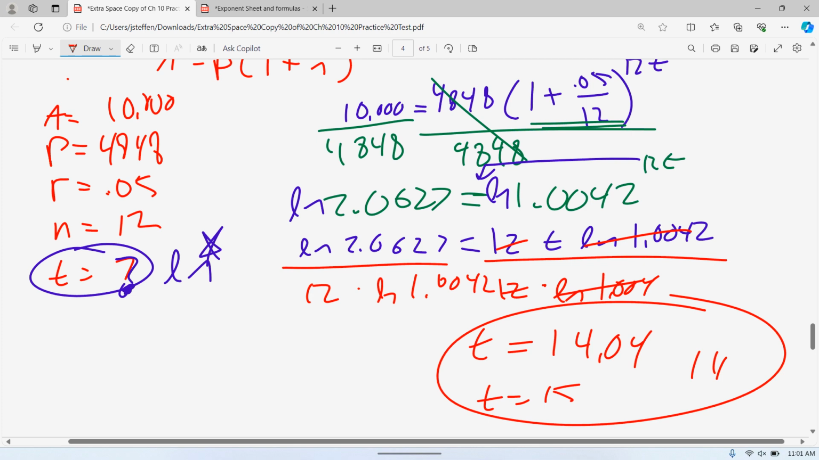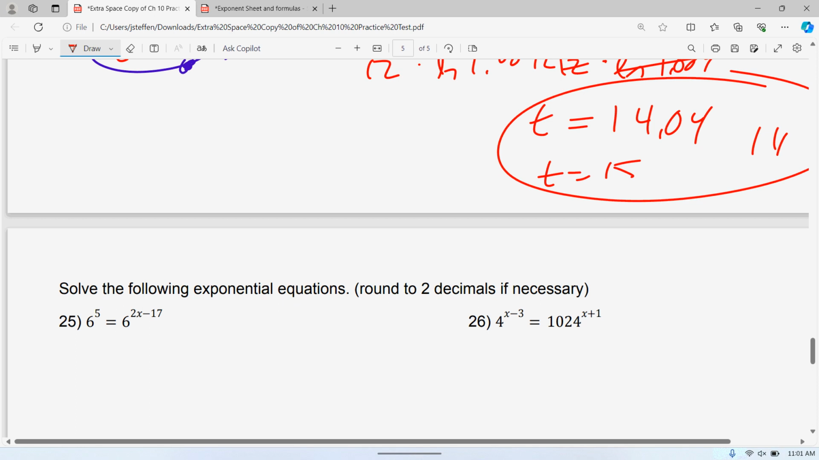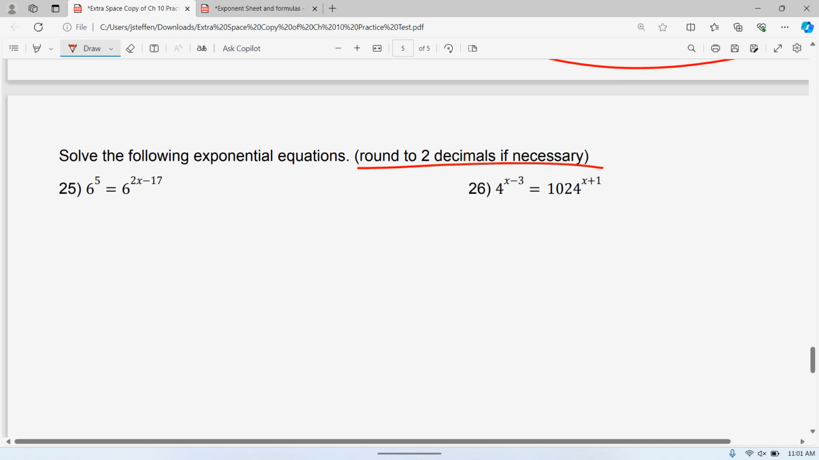Okay, let's get through these last ones. Decimals if necessary. Now again, first off, when you look at this one, you could use the natural log for this one because the only variable we have is all on the same side. You could not use the natural log for this one. It's not going to work very well because you have the variable on both sides. So you can keep that in mind.